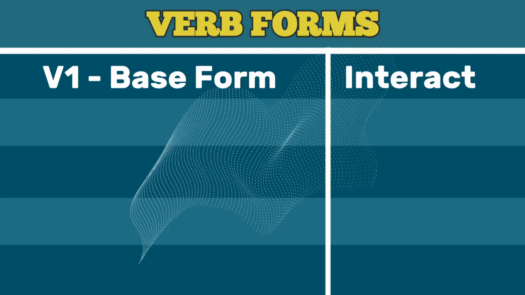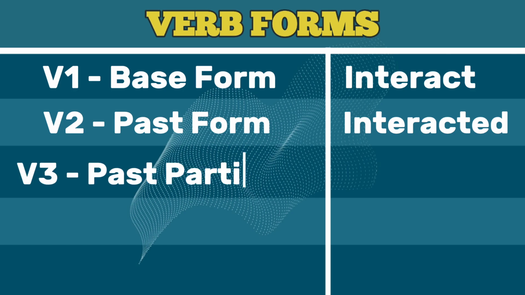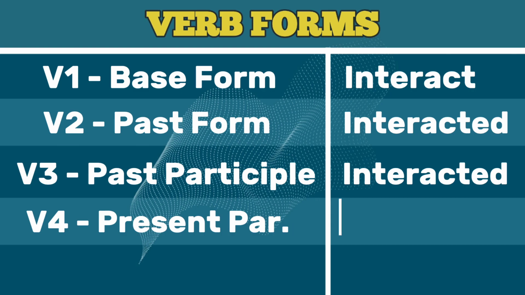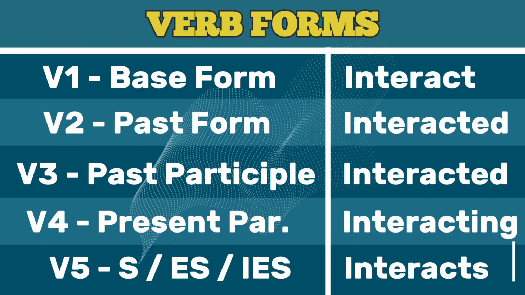V1 base form: interact. V2 past form: interacted. V3 past participle: interacted. V4 present participle: interacting. V5 third person singular, S/ES: interacts.